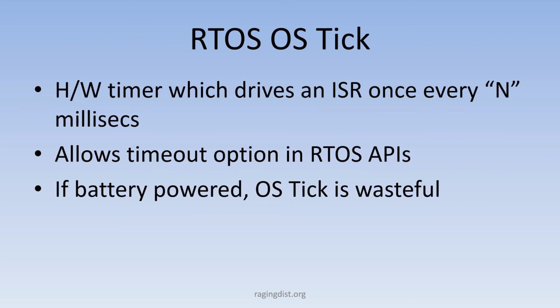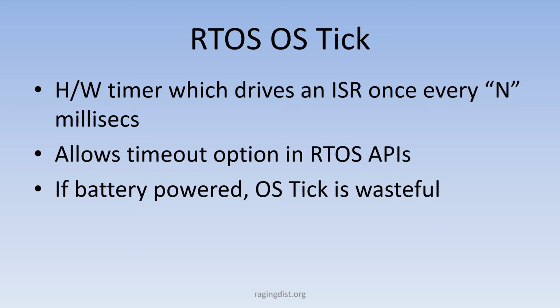So let's look at these things individually. Like the hardware timer, an RTOS OS tick will have a hardware timer, and that hardware timer will drive an ISR once every n milliseconds, so many times a second, whatever. It'll be spaced at the exact time interval every so many milliseconds. So this time interval allows application code to get some sense of time.